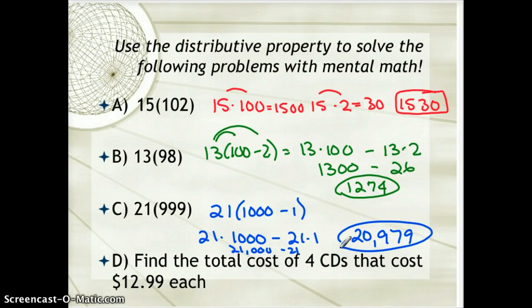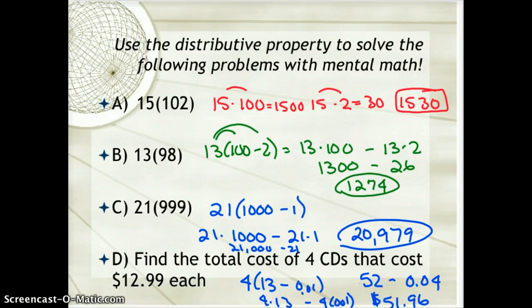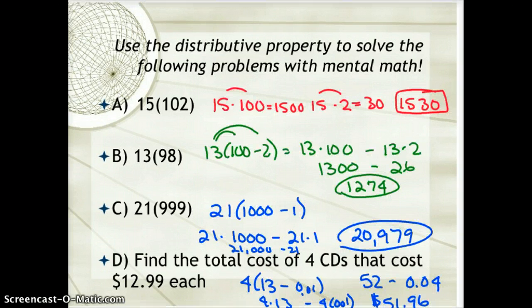20,979. Okay, and then this one, find the total cost of 4 CDs that cost $12.99 each. I'd probably think of that as 4 times $13 minus a penny. So 4 times 13 minus 4 times 0.01. So 4 times 13, that's 52, minus 4 cents. That's going to be $51.96.